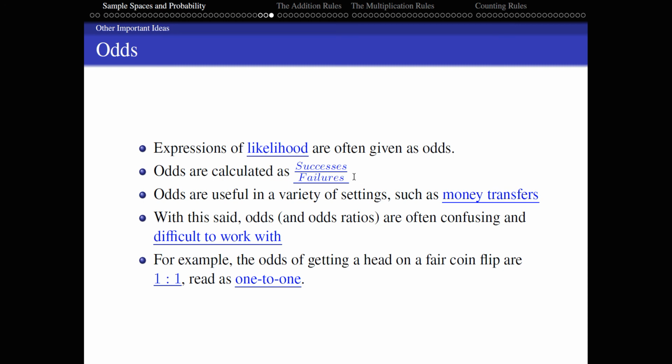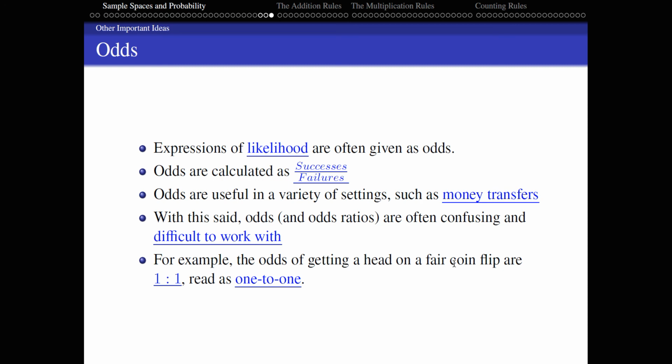So for example, the odds of getting a heads on a fair coin flip are 1 to 1, or 1 divided by 1, or 1. So the odds of getting a heads are 1 as opposed to 0.5. And this is really hard for people to wrap their minds around. So again, we just kind of breeze over this.